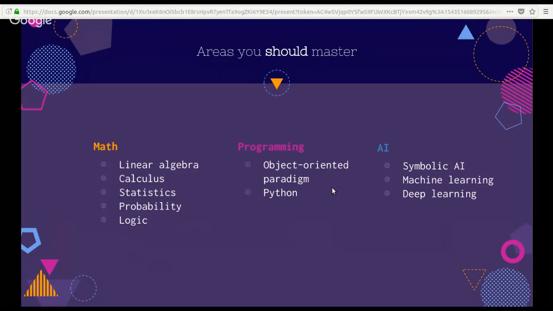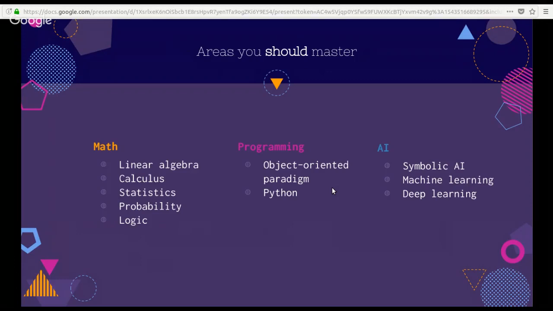The first four, linear algebra, calculus, statistics, and probability, are very, very important for machine learning and deep learning. Logic is very important for more traditional artificial intelligence, things like expert systems, knowledge-based systems, or rule-based systems. But the whole point is that when you start learning these mathematical theories and concepts, you start building your own tool sets to have a deeper understanding of how artificial intelligence works.